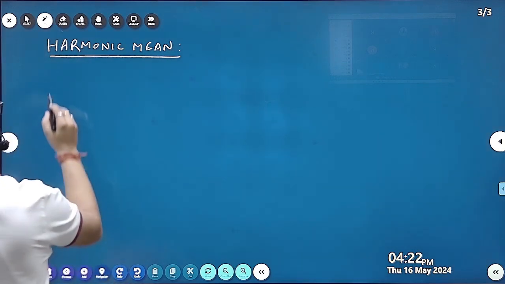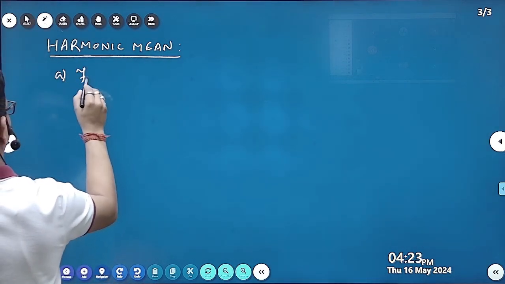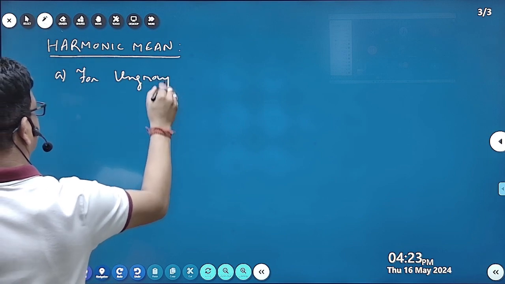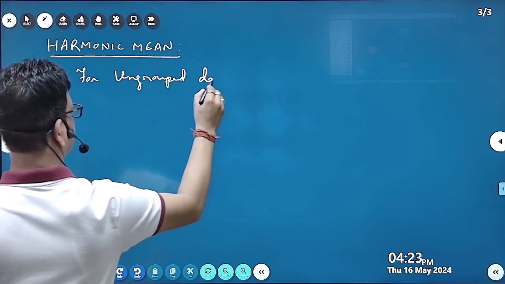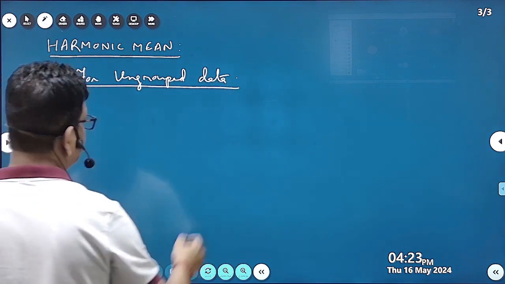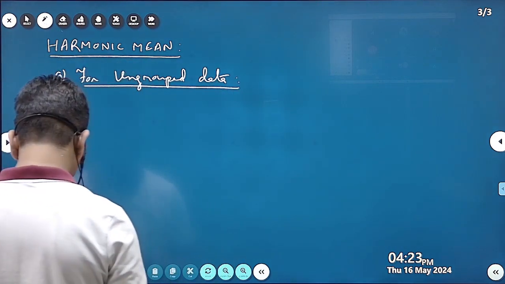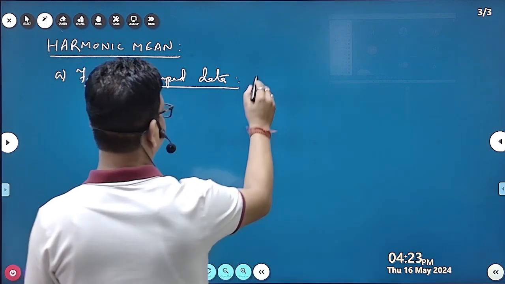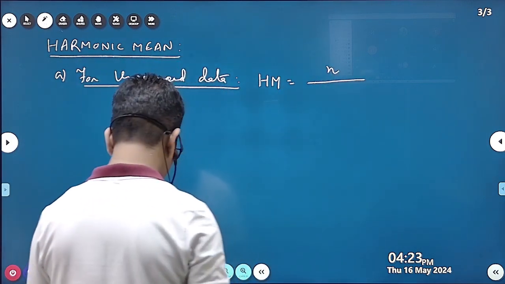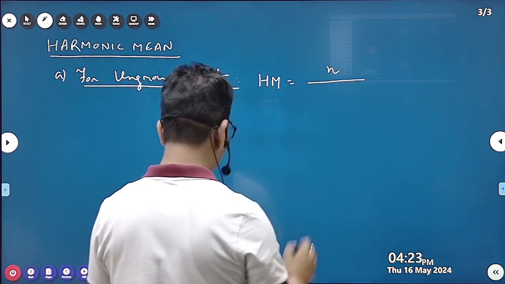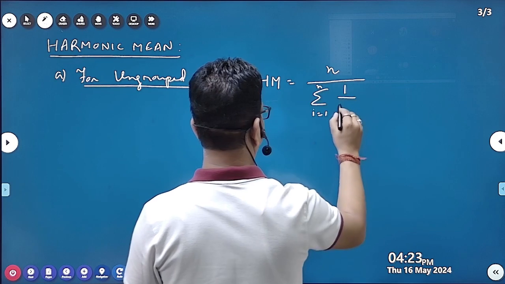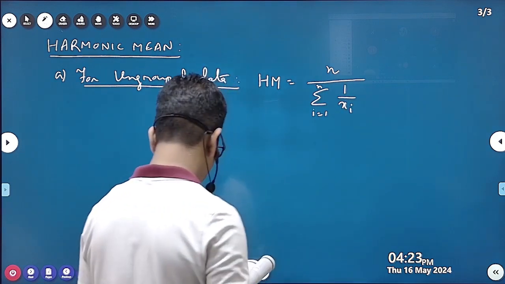Now, number A, for ungrouped data. Once you know the formula, it's just putting in the values. Ungrouped data means discrete data, where data are not in groups. So for discrete data, the HM is N divided by the summation of i equal to 1 to N, 1 by Xi, where N means the total number. Okay, this is the first one.